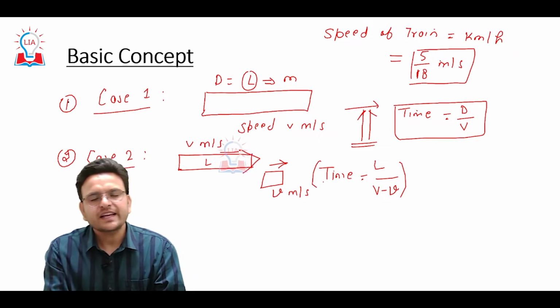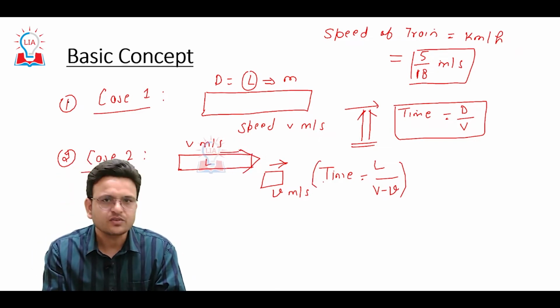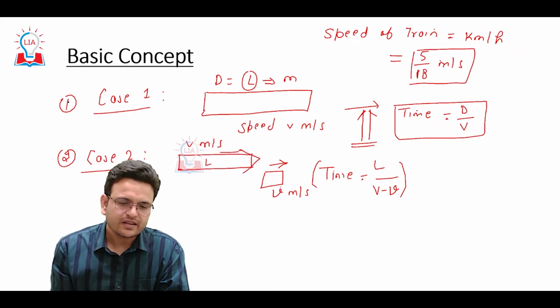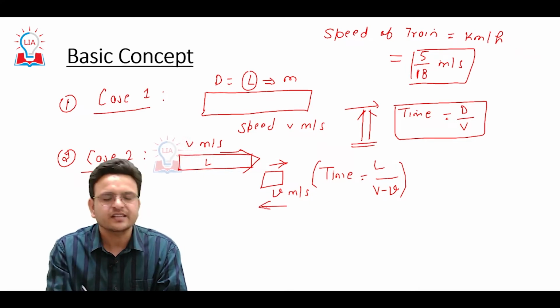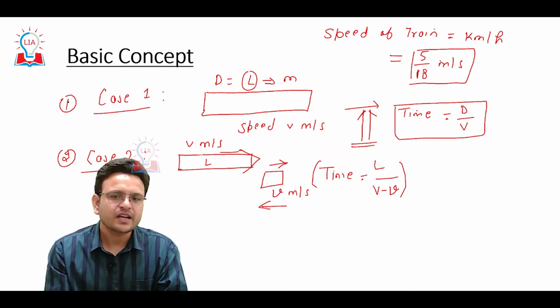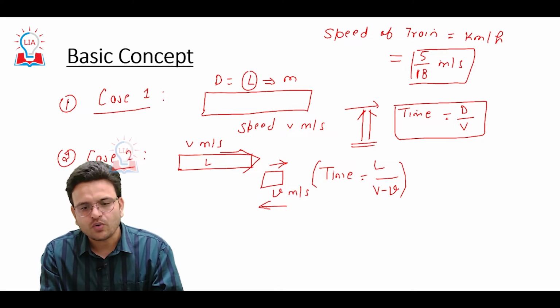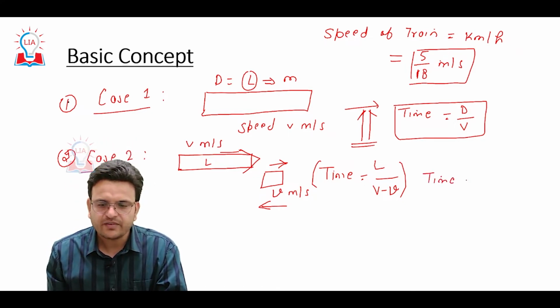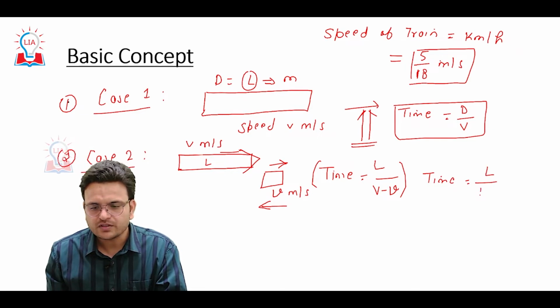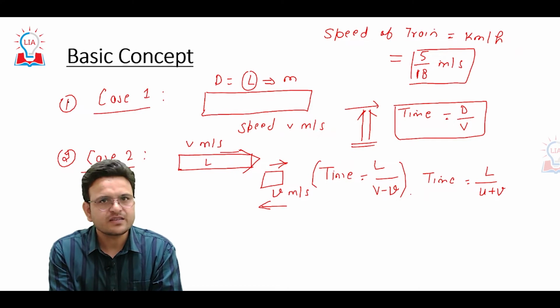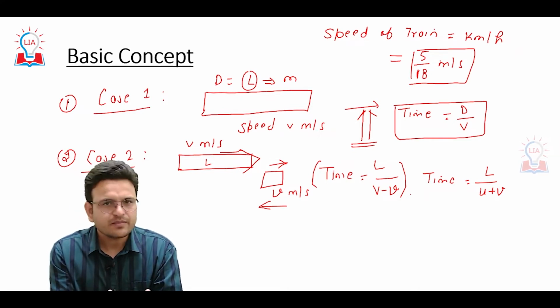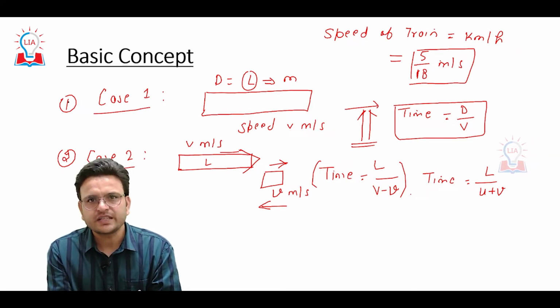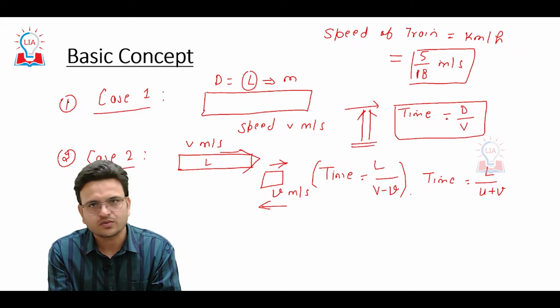In the second case, you can also consider when the car is moving in the opposite direction to the train. Then how much time will the train take to cross this car? Here again time will be L upon u plus v. These concepts are very important, you have to understand. And the basic concept of time and speed I have already discussed, you can watch those videos.